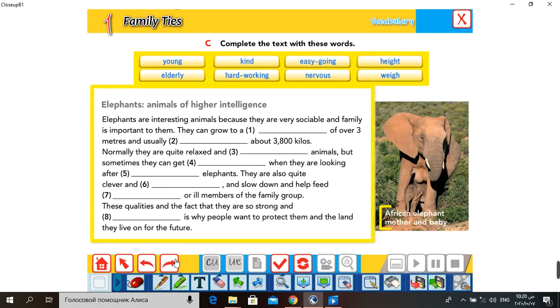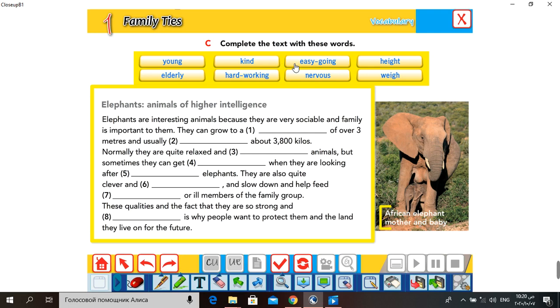Exercise C introduces you to more practice on the same vocabulary. It says complete the text with these words: young, kind, easygoing, height, elderly, hardworking, nervous, and weigh. Young is an adjective that describes your age. You are young in age, that means you're not old. Kind, when a person is good to others. Easygoing, as I said, a person that you can deal with easily. He's not a difficult or tough person.